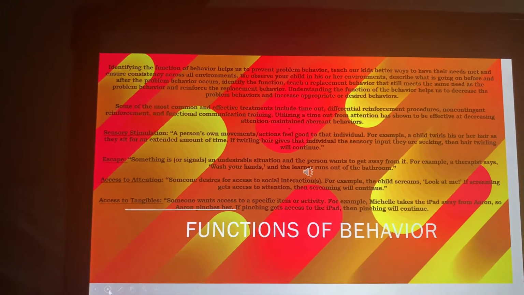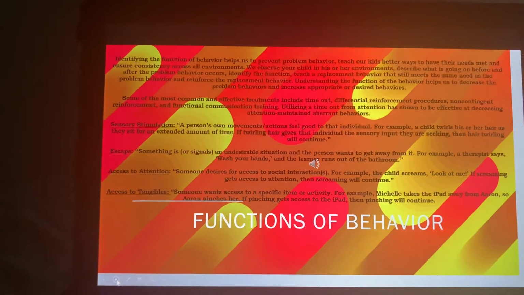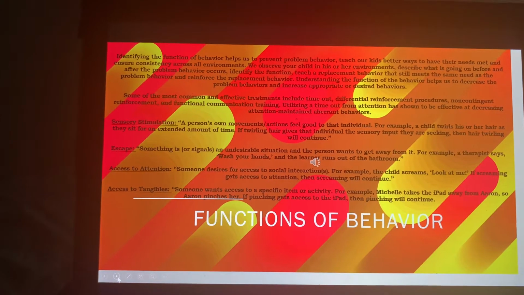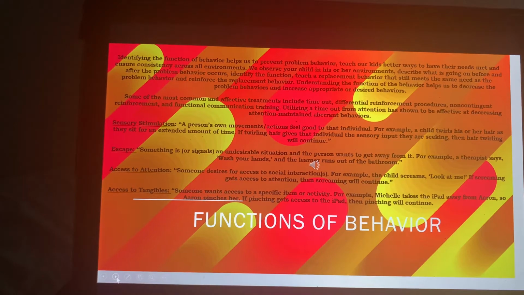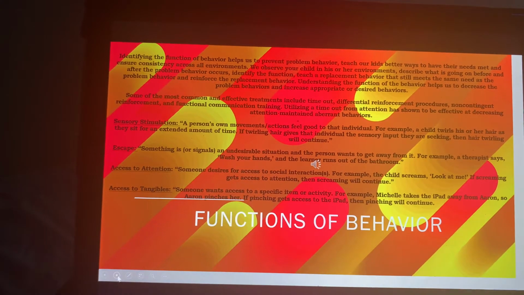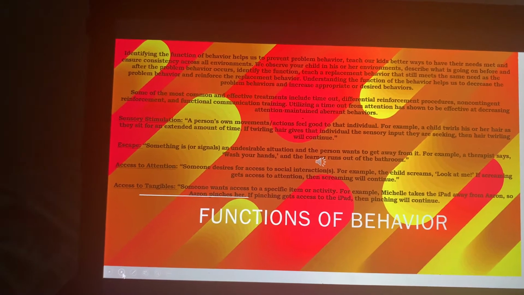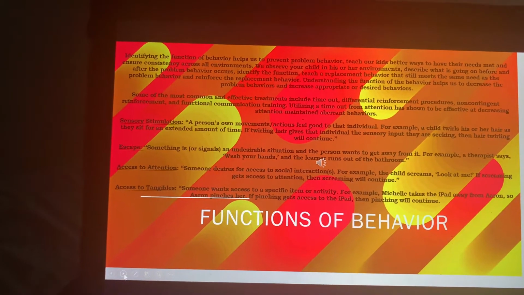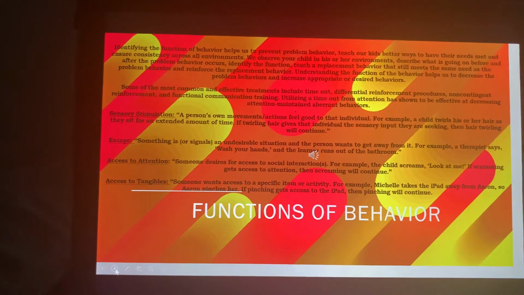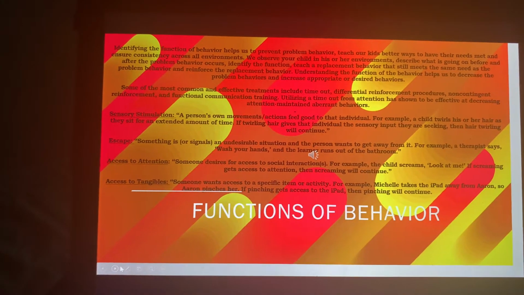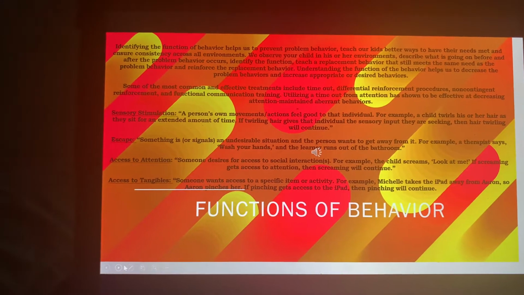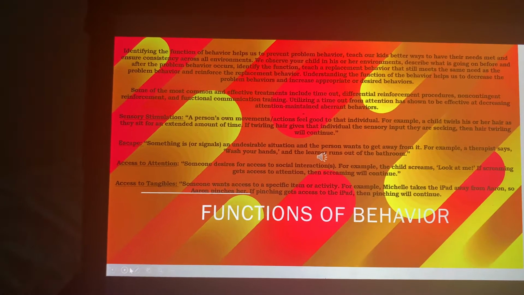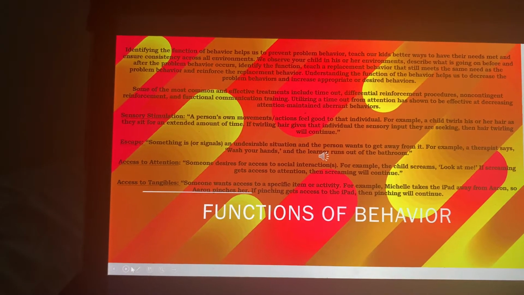Functions of behavior. Identifying the function of behavior helps us to prevent problem behavior, teach our kids better ways to have their needs met, and ensure consistency across all environments. We observe your child in his or her environments, describe what is going on before and after the problem behavior occurs. Identify the function, teach a replacement behavior that still meets the same need as the problem behavior, and reinforce the replacement behavior.